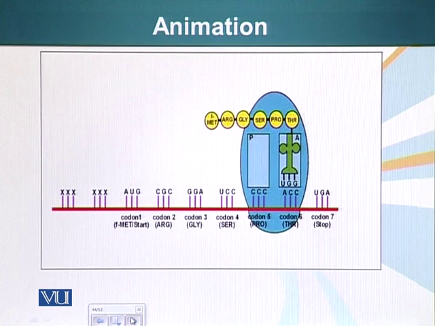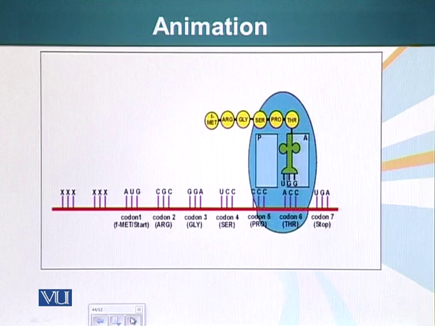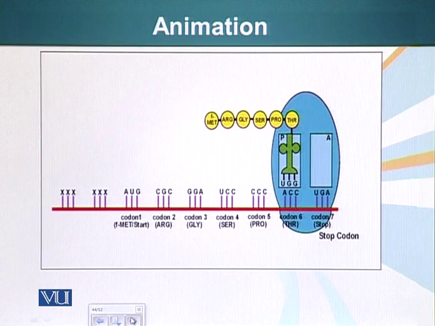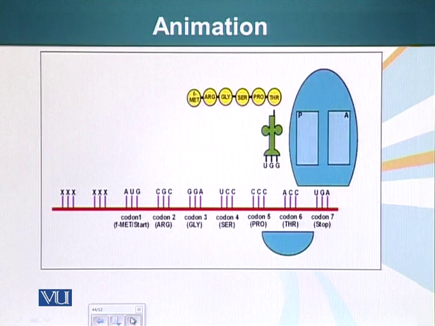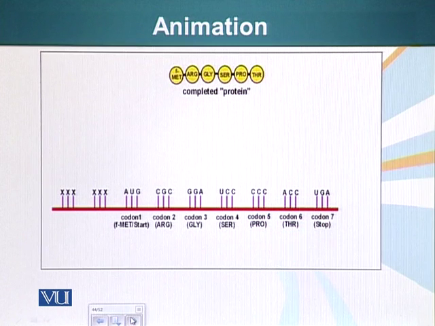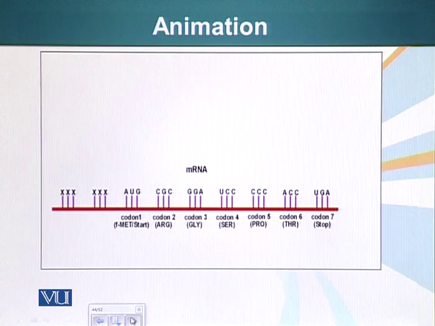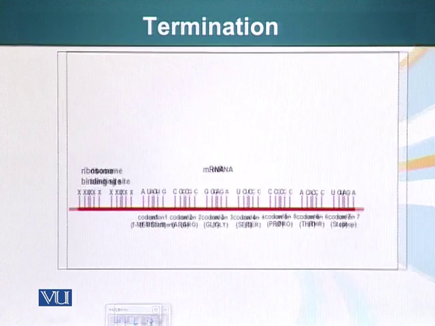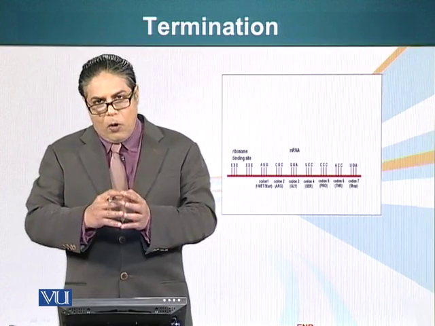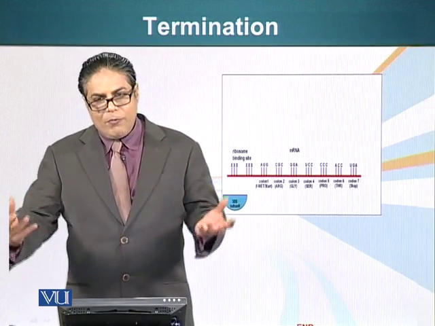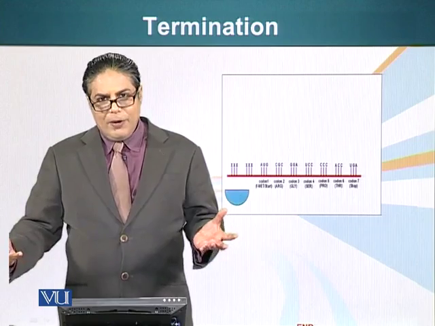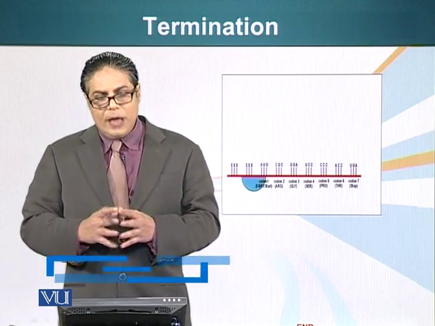When the stop codon comes in, as we said, there are no tRNAs for it. There are other factors that come and release the system. They release the polypeptide, and the ribosome falls apart. Both the small and large subunits fall apart. The messenger RNA will be released. The protein will be released.